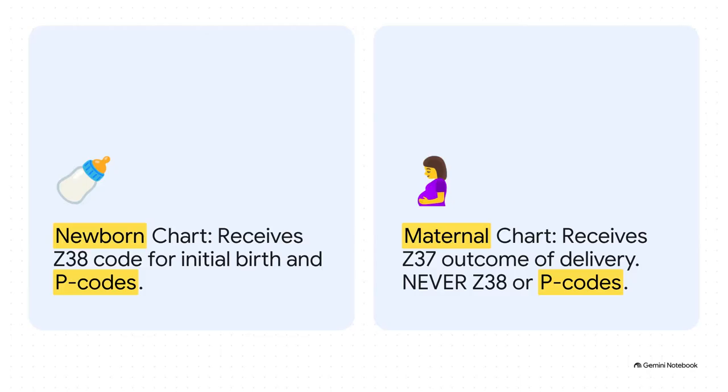And this perfectly highlights that firewall we talked about earlier. Think of it like this. The baby's chart gets that Z38 live-born code right in slot 1, followed by any P codes. But the mom's chart? That gets a Chapter 15 obstetric code as the principal, followed by a Z37 outcome of delivery code. You just don't cross the streams. Keep them completely isolated, and you're golden.